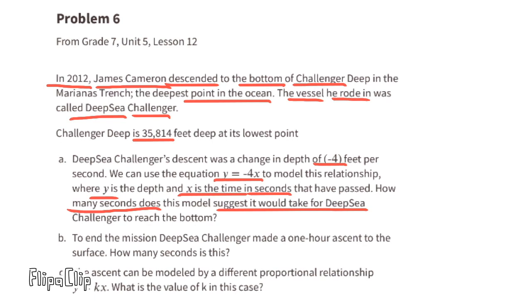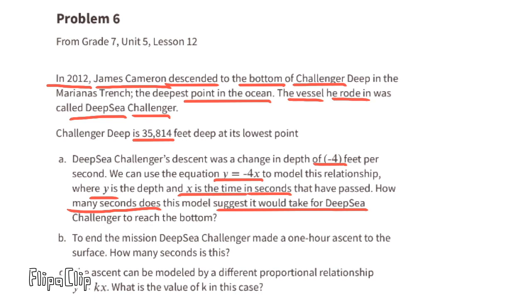A. Deep Sea Challenger's descent was a change in depth of negative 4 feet per second. We can use the equation y equals negative 4x to model this relationship, where y is the depth and x is the time in seconds that have passed. How many seconds does this model suggest it would take for Deep Sea Challenger to reach the bottom?